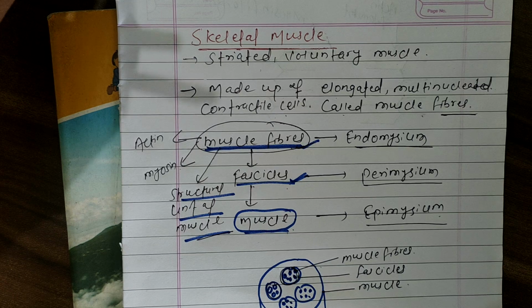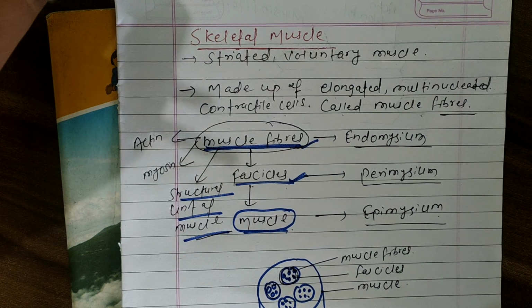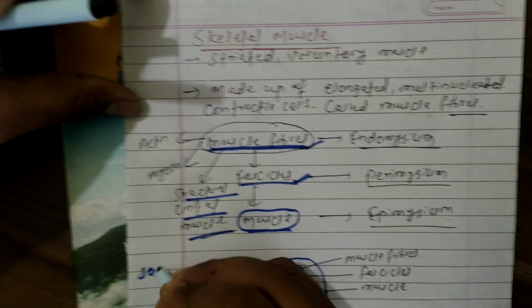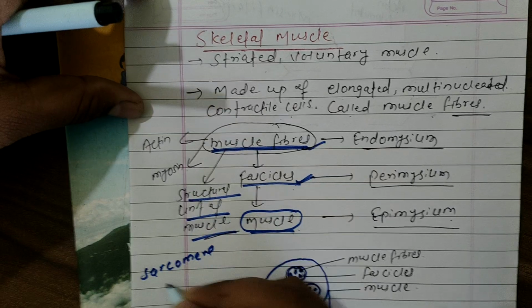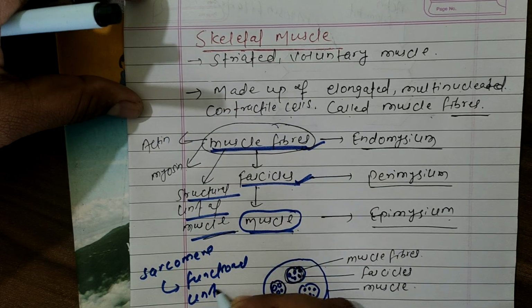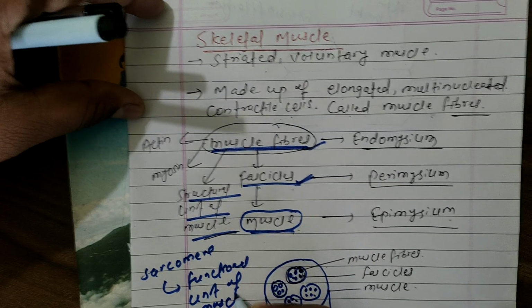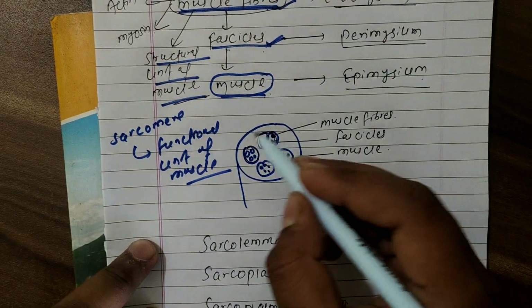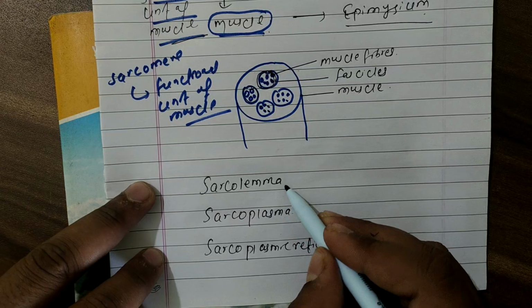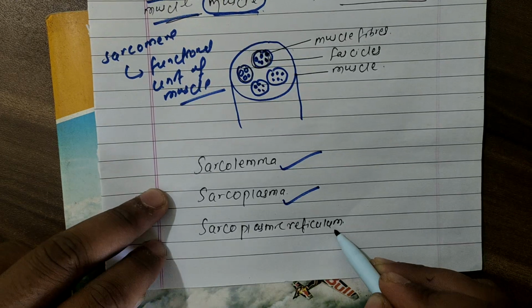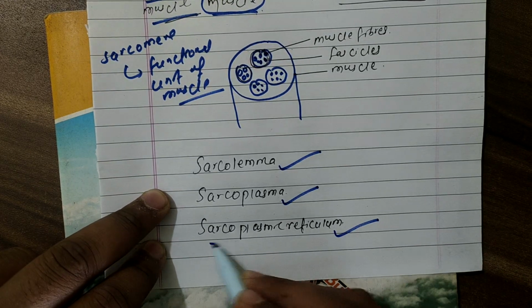In the ultrastructure of the muscle fibers we will see the sarcomere, and this sarcomere is known as the functional unit of a muscle. Sarcomere is the functional unit of muscle. Now, the plasma membrane of the muscle is known as the sarcolemma, the cytoplasm in the muscle is the sarcoplasm, and the endoplasmic reticulum in the muscle is known as the sarcoplasmic reticulum.